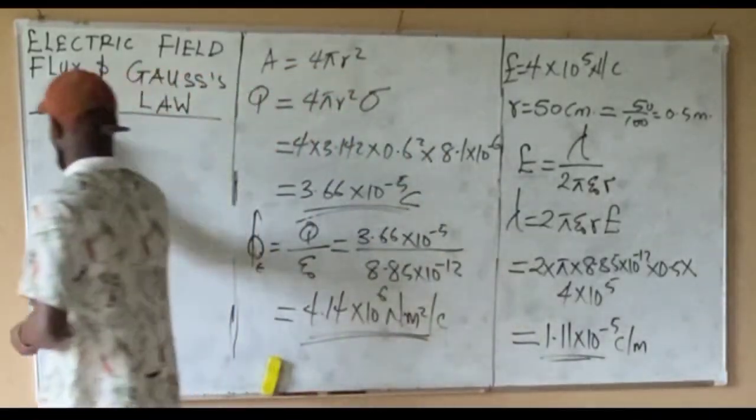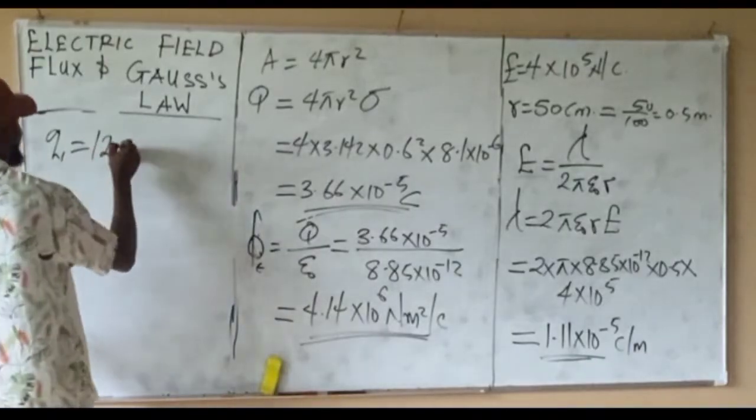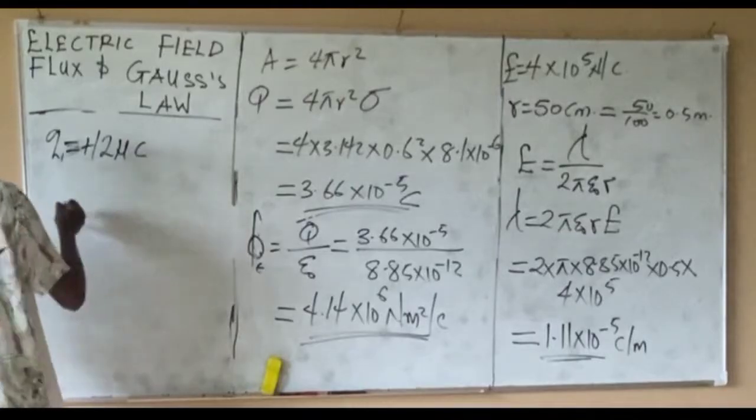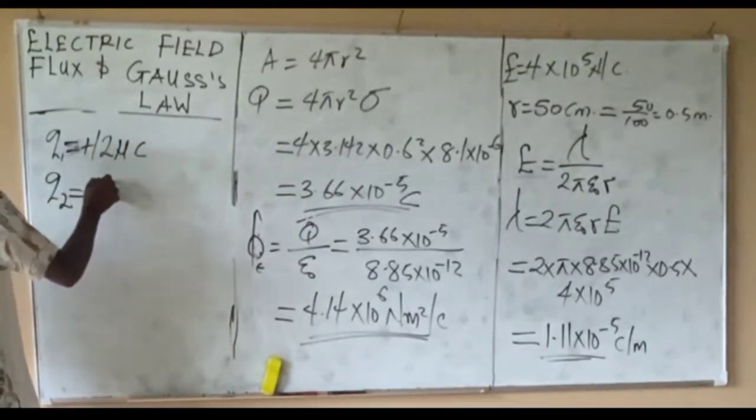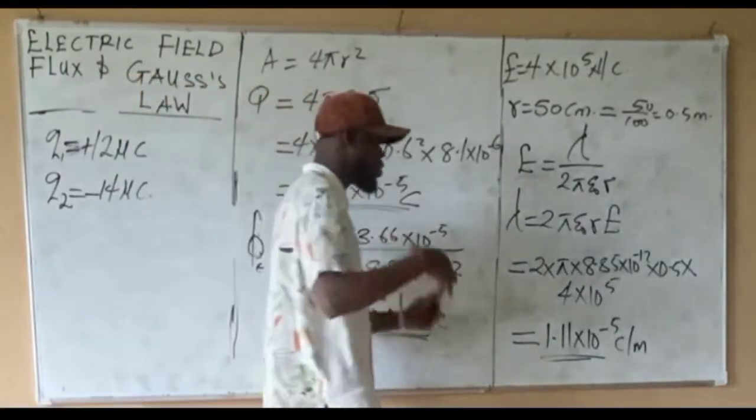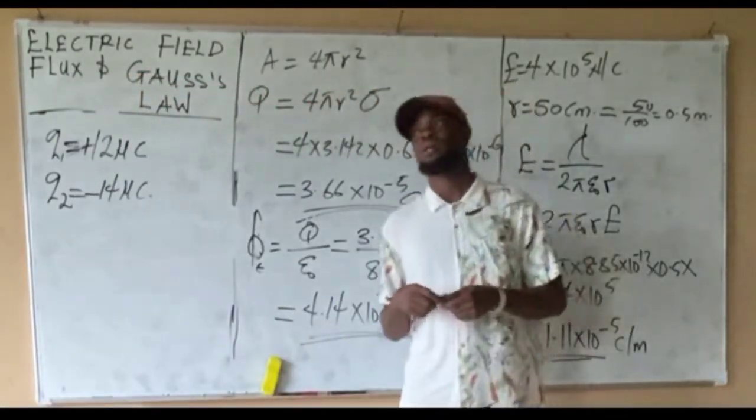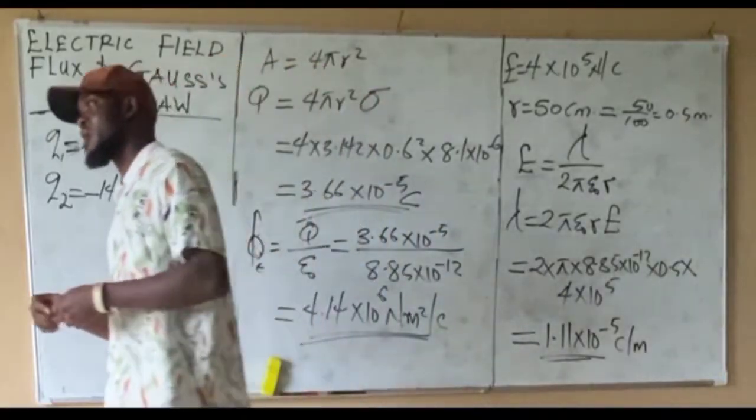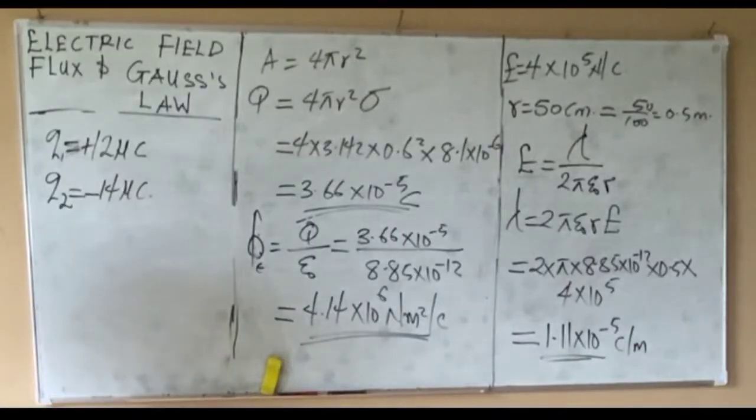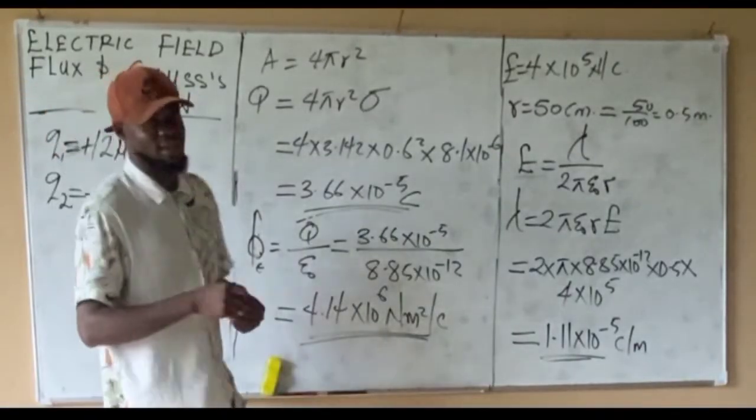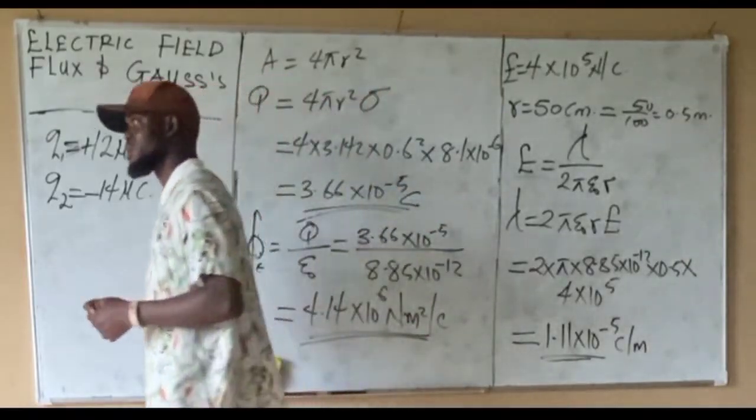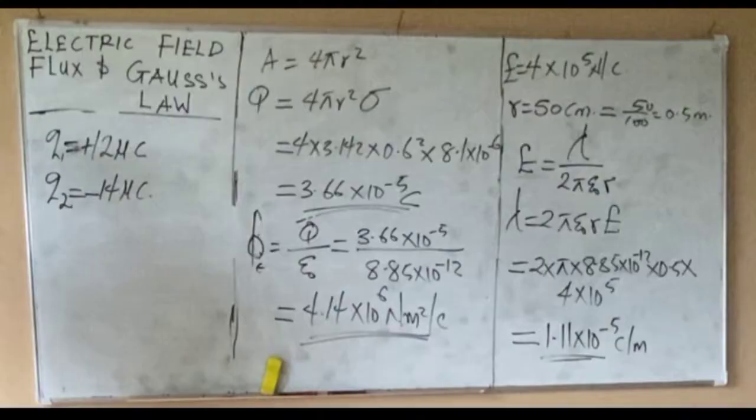Charges Q1 equal to, let's say, plus 12 microcoulomb, and Q2 equal to minus 14 microcoulomb, are enclosed inside a closed surface. Obtain the total flux leaving this surface.